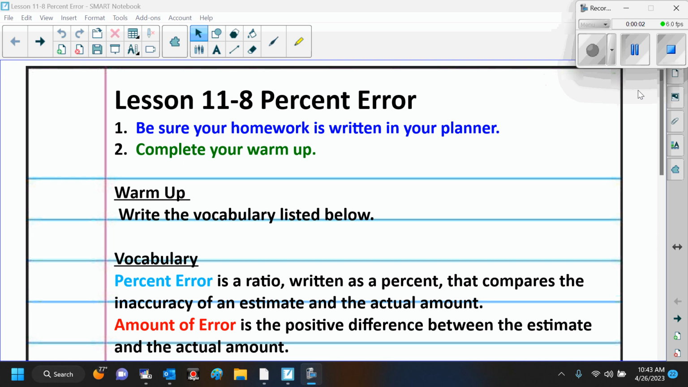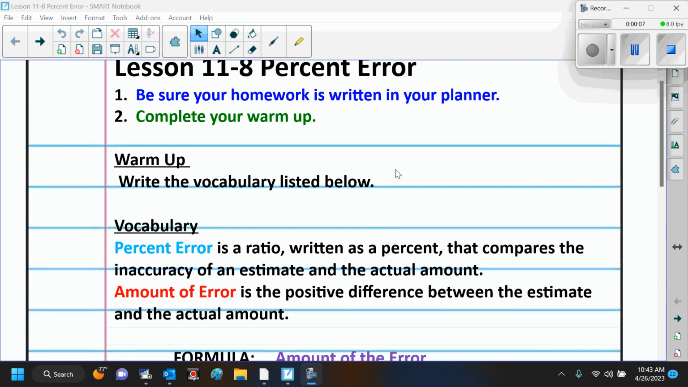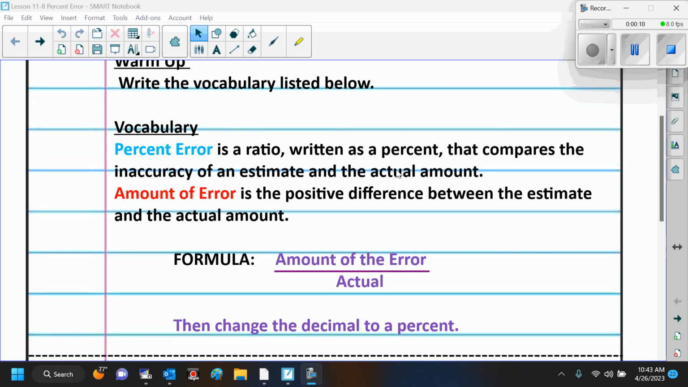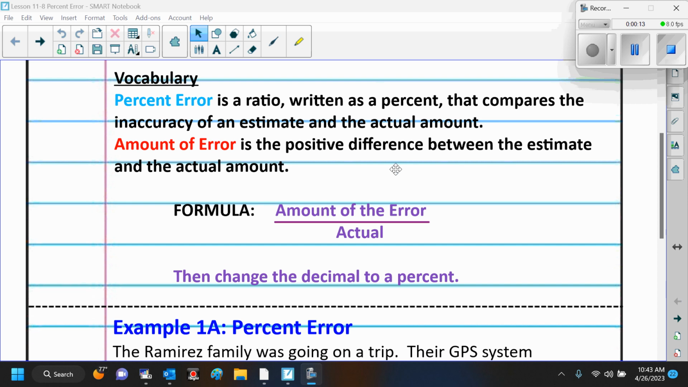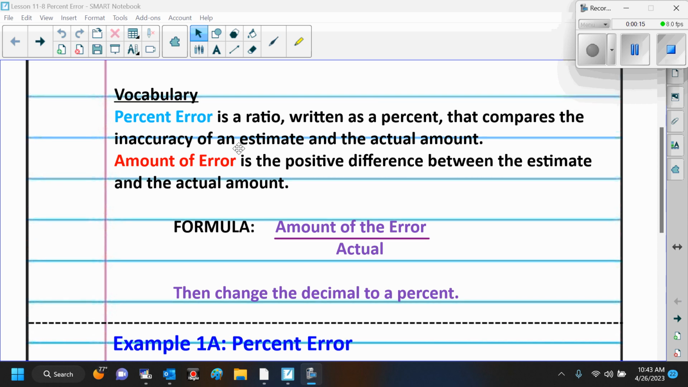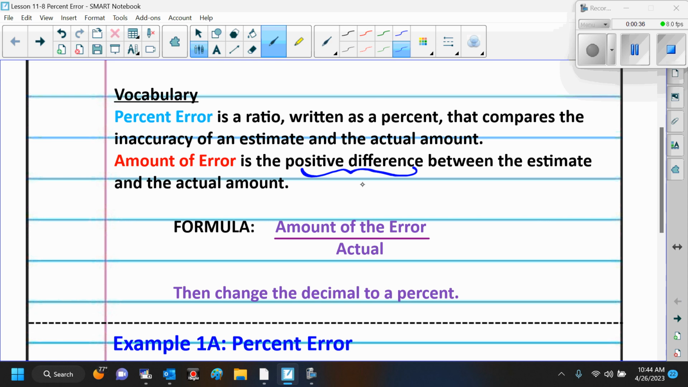So today's lesson is lesson 11-8, which is percent error. Percent error is a ratio written as a percent that compares the inaccuracy of an estimate and the actual amount. The amount of the error is the positive difference between the estimate and the actual amount. So when we say positive difference, what does difference mean? Subtract, okay? So when we do this, we're going to do again, big minus little.